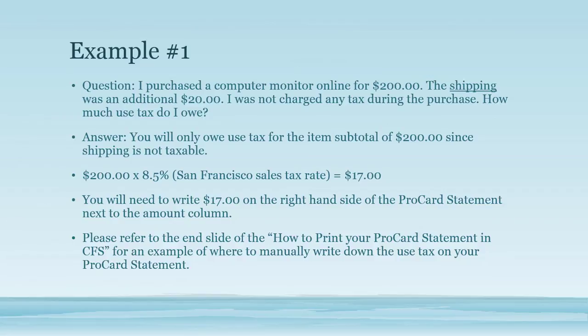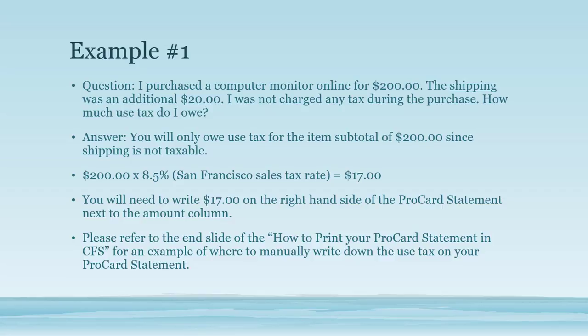In example 1, the question reads, I purchased a computer monitor online for $200. The shipping was an additional $20. I was not charged any tax during this purchase. How much use tax do I owe? The answer is you will only owe use tax for the item subtotal of $200 since shipping is not taxable. You will calculate $200 for the item and multiply that by 8.5%, which is the San Francisco sales tax rate, giving you a total of $17.